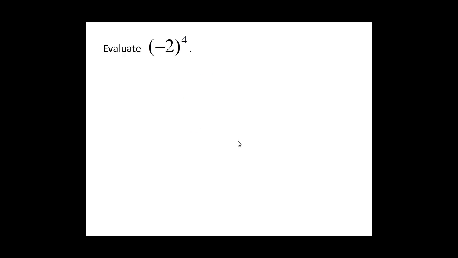The 4th power of negative 2. This power of 4 means that we are going to multiply what's inside the parentheses 4 times.